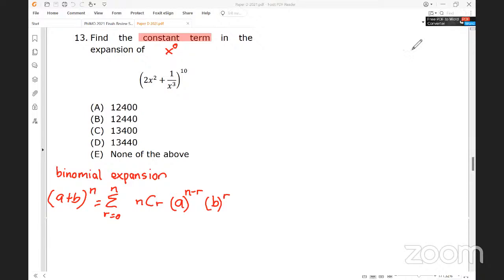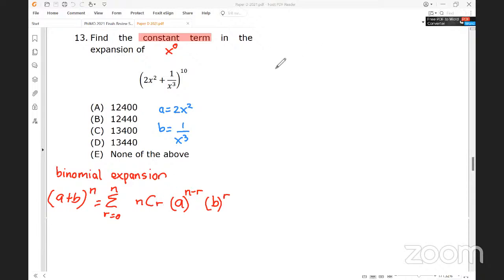At first, we will do like this. To make it easier, I will use a and b. In here, a is 2x squared, b is 1 over x cubed. And then the next, for finding the r, we don't need to use the nCr first. We only do the a and b parts.